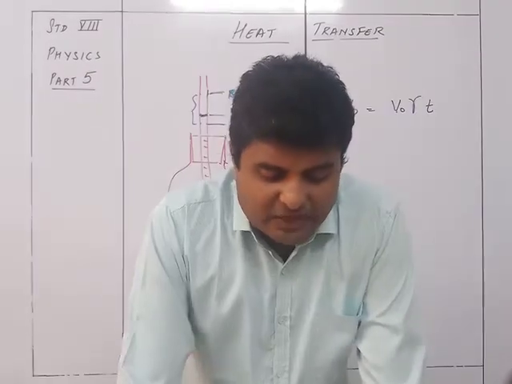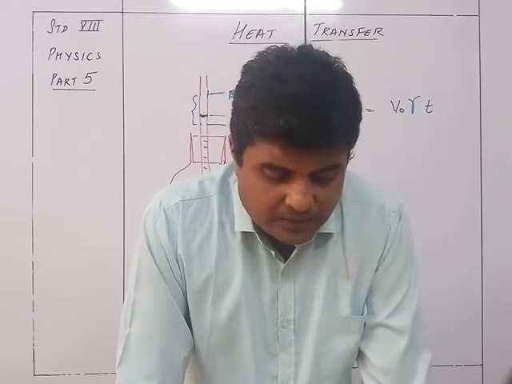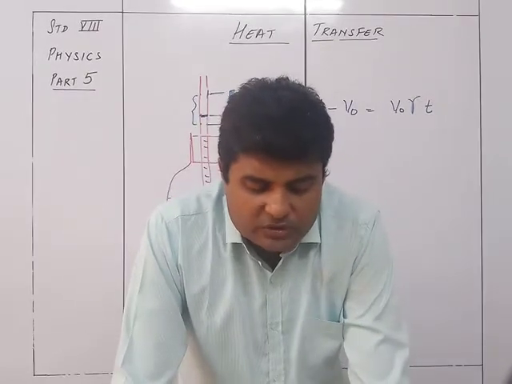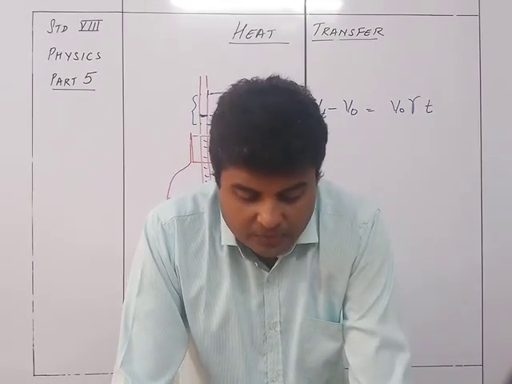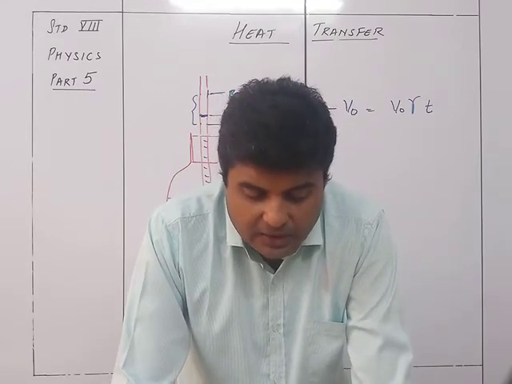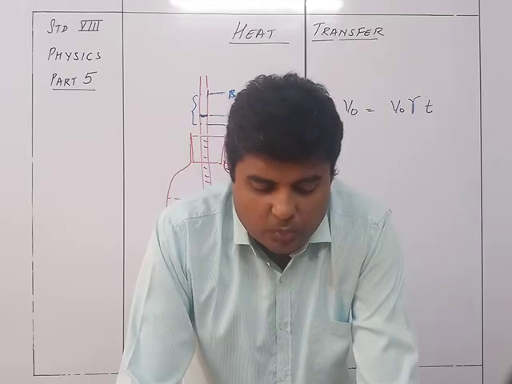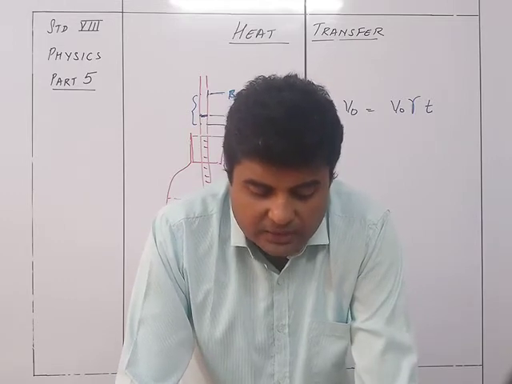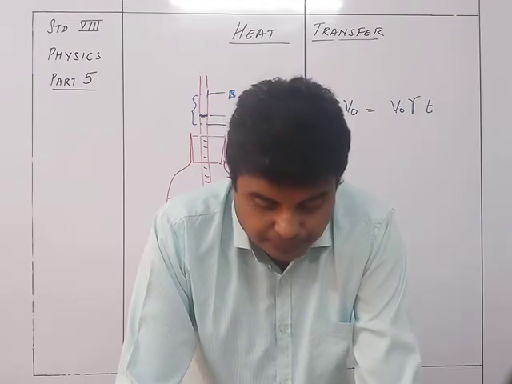The applications of thermal expansion in liquids. Thermal expansion in liquids is used in the working of a mercury thermometer. We have read that the mercury thermometer consists of a capillary tube with one end closed and a cylindrical bulb at the other end.